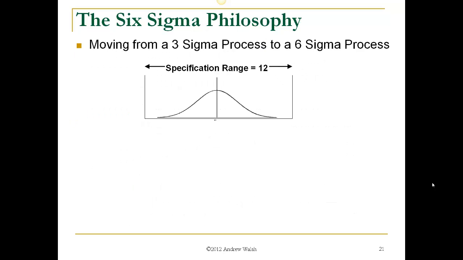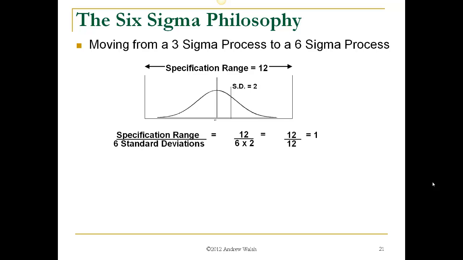Let's look at moving a 3 Sigma process to a 6 Sigma process. So here we see a specification range of 12, and we have a standard deviation equal to 2. So specification range divided by 6 standard deviations would be 12 divided by 6 times 2. So that gives us 12 divided by 12, or a 1.